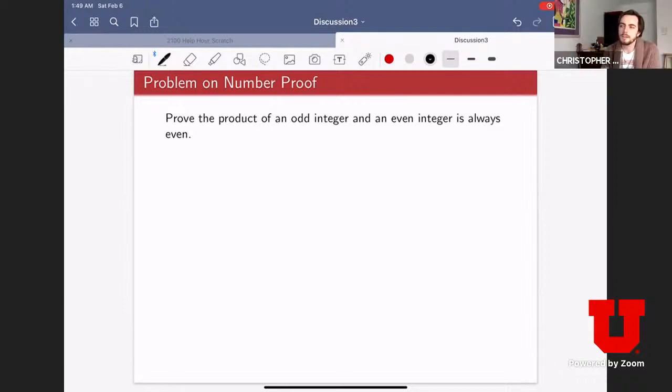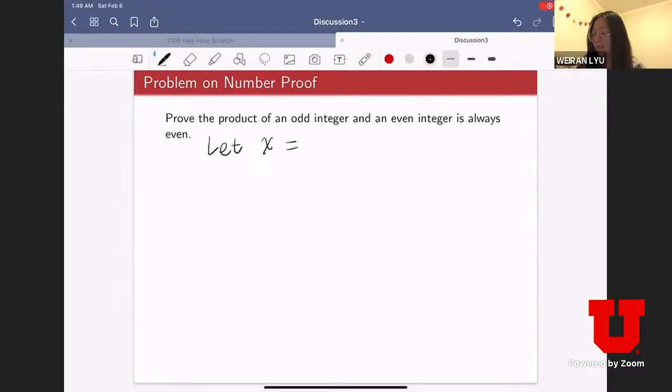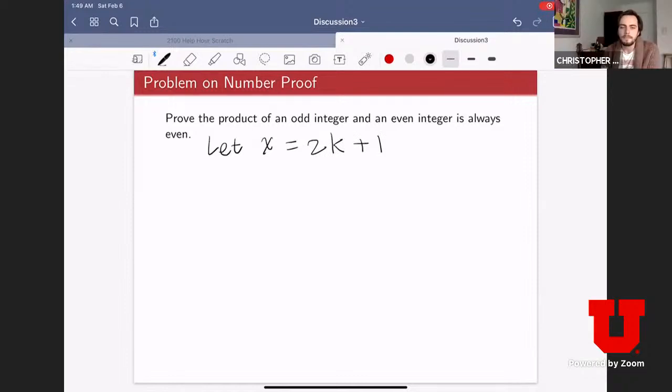I just substituted. I wrote the product as x times y, for x is the odd integer, y is the even integer. Okay, so let's write a formal proof. We can just set this up. So you want to let x be the odd integer, you said? Yeah, that's right. So we're going to use 2k plus 1. And we have y as the even.